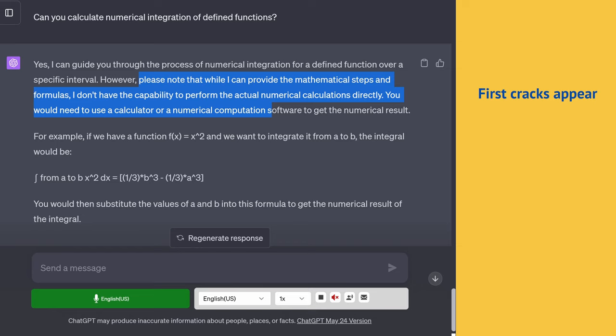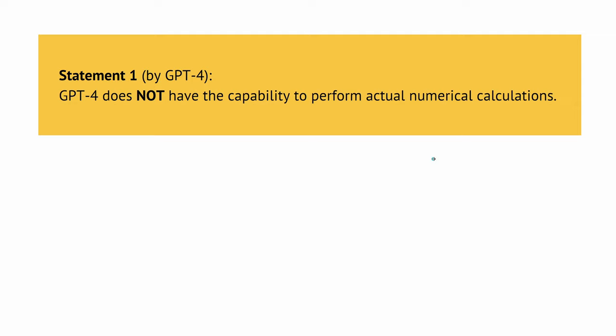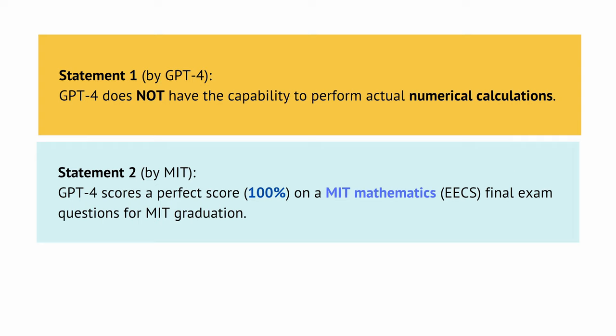So GPT-4 tells us, hey buddy, listen, I can do some symbolic calculation, but I cannot actually do the numerical calculation for the mathematical operations. I would say this is where a first crack appears in the perfect world of a 100% perfect GPT-4 solving the MIT curriculum in mathematics. Because think about it, what is the statement here? Statement 1 by GPT-4: I do not have the capability to perform an actual numerical calculation. But what are we talking about? We are talking about a statement by MIT that this same GPT-4 scores a perfect 100% on MIT mathematics final exam questions.